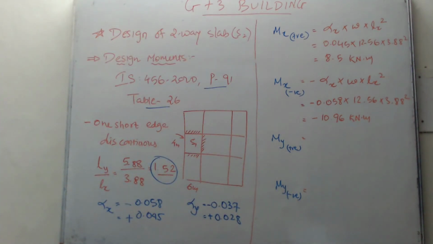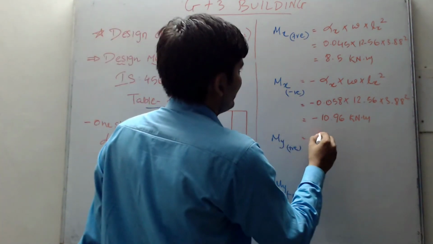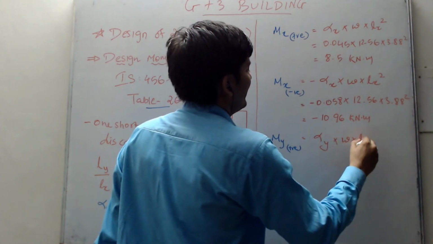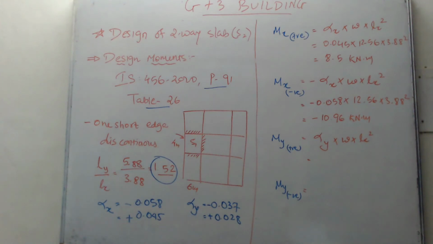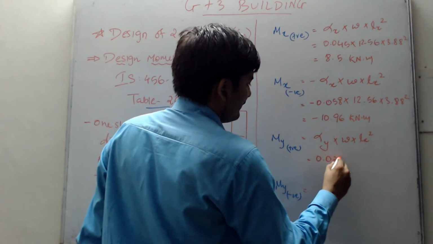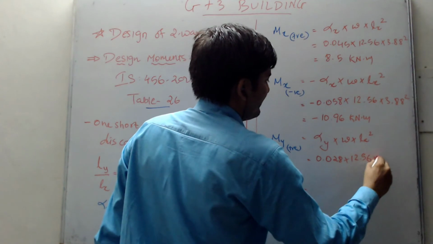Next move to the My. So again the formula is the same. Here only the coefficients are changing: alpha y into w into Lx square. So first, alpha y positive is 0.028, multiplied by w, which remains the same, 12.56, multiplied by Lx square, that is 3.88 square.